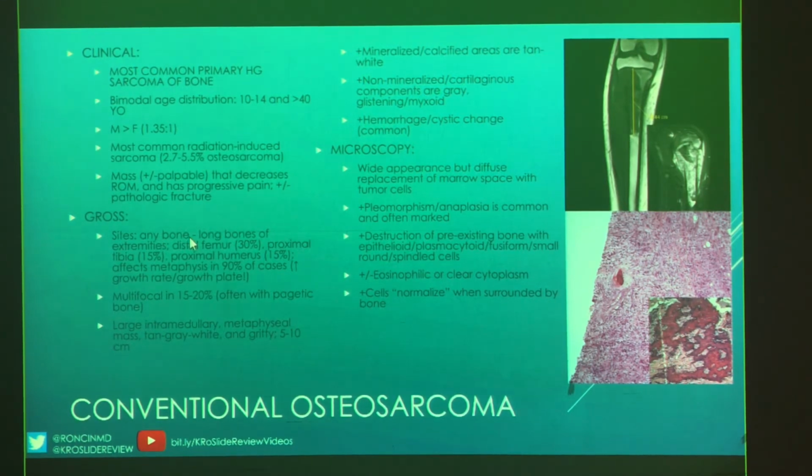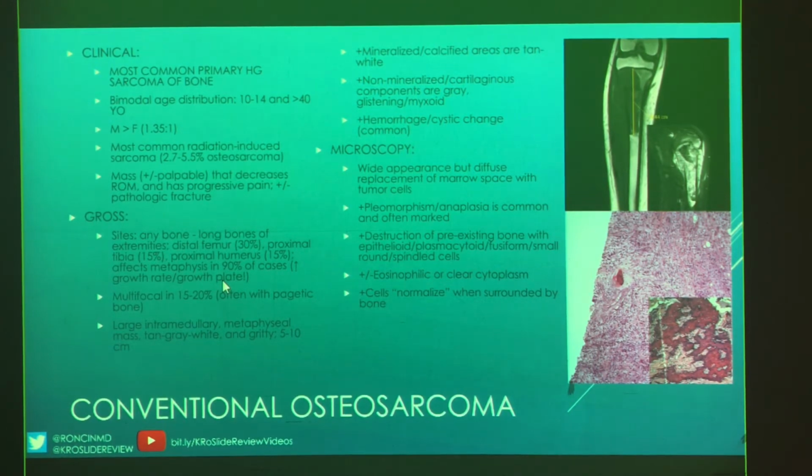Again, this can involve any bone, but it prefers the long bones of the extremities, so your distal femur, proximal tibia, proximal humerus, and then everything else. It affects the metaphysis in almost all cases. So when you think about it, it affects the metaphysis, so we can see that the growth rate and growth plate are involved with this tumor, again associated with that really rapid growth.